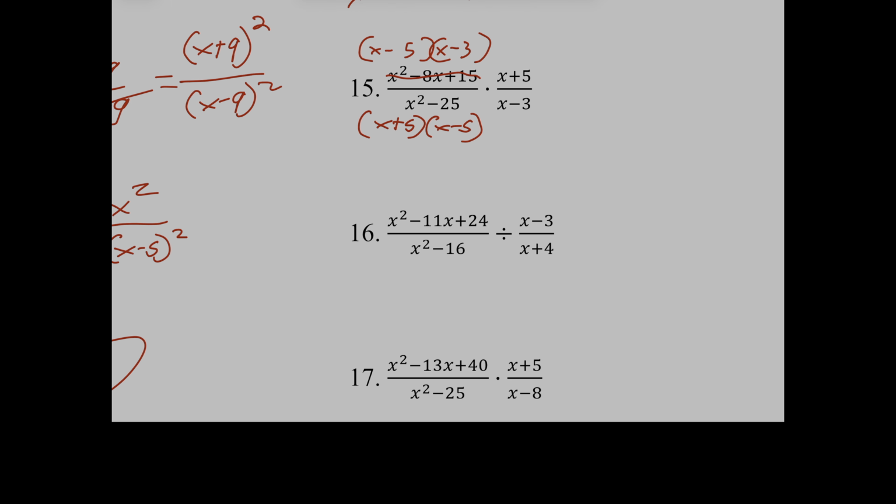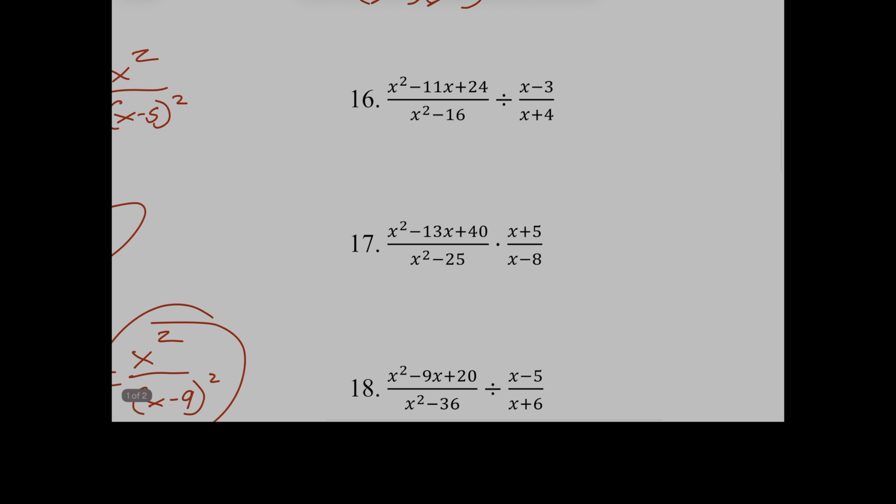Now it's a multiplication, so don't do any flipping. X plus 5, x plus 5. X minus 5, x minus 5. X minus 3, x minus 3. My answer is 1. Let's go on to number 16 now.